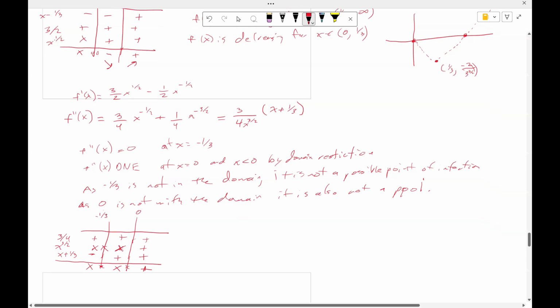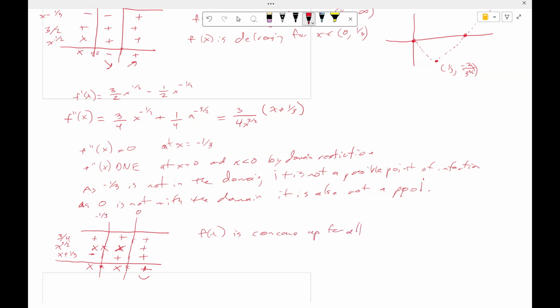And now extending this chart, we can see that we are concave up. So f of x is concave up for all x in 0 to infinity. F of x is never concave down. And there are no points of inflection.